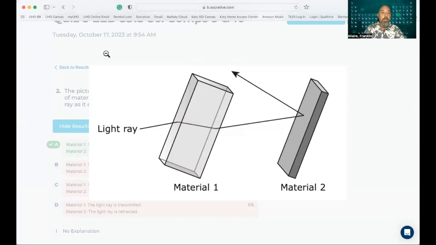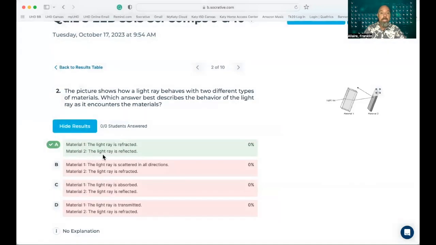Now, what about material 2? This is going to be an example of reflection.